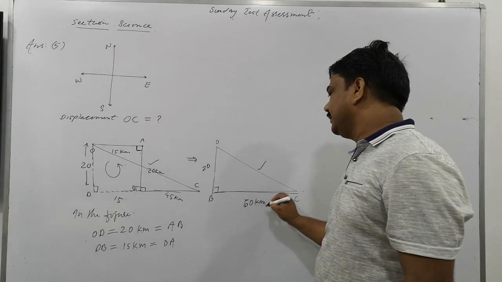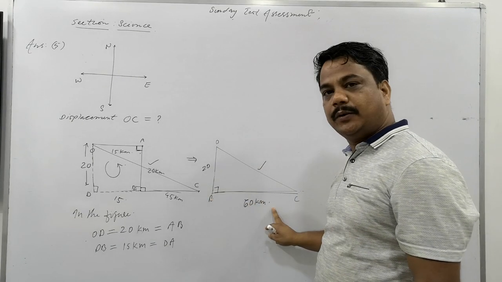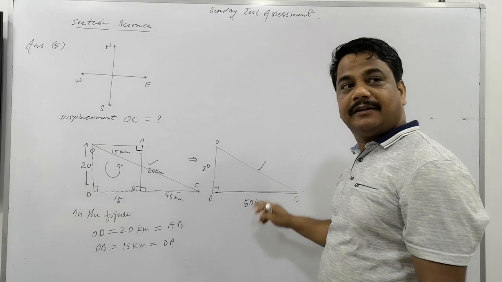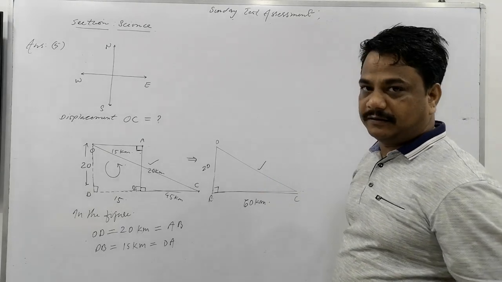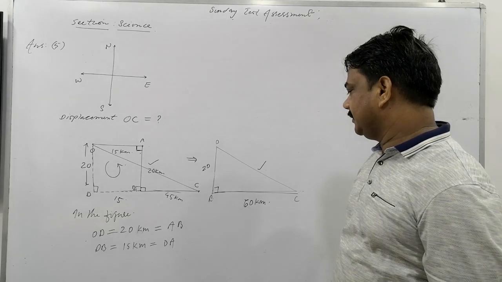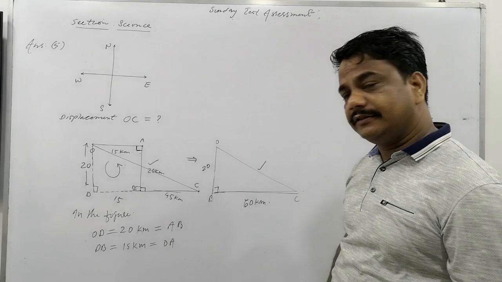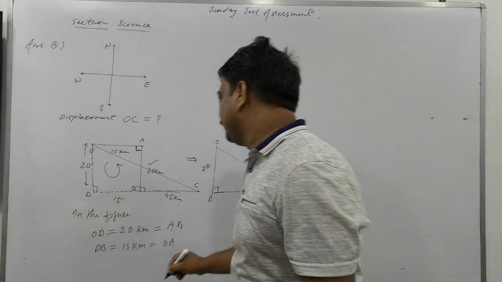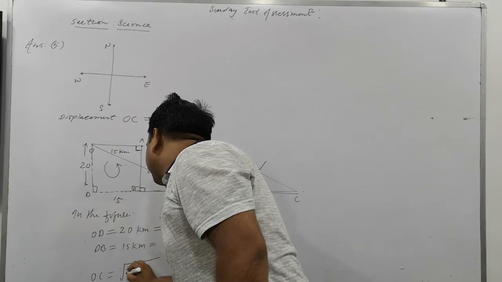60 kilometers. Now you have a right triangle whose perpendicular and base are known. Can you find the hypotenuse? By what? Pythagoras. So we'll use the Pythagorean theorem: 20 square plus 60 square equals the hypotenuse square. Can you do this or not? So we have to calculate OC here. Therefore OC is equal to the square root of what?